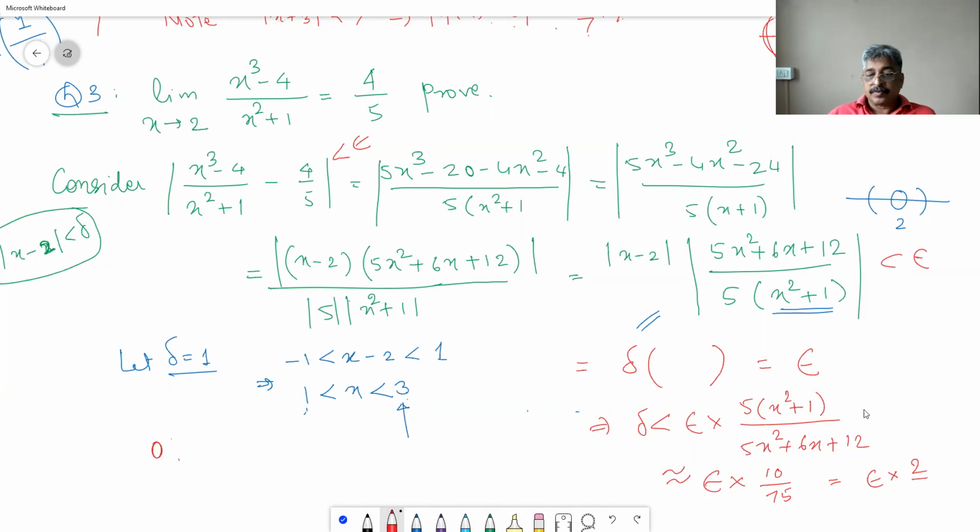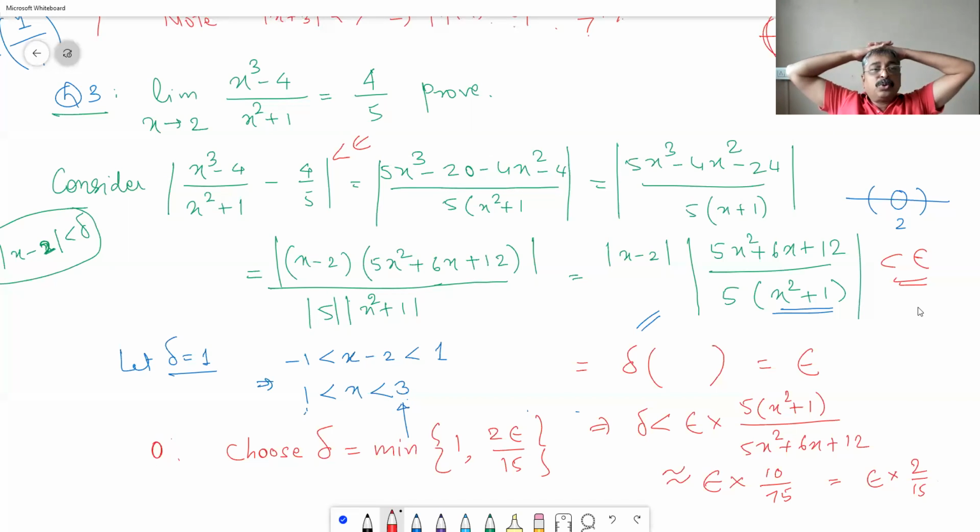Anyway, 2 by 15. Therefore choose delta equal to minimum of 1 comma 2 epsilon by 15. And then if we do this, we should write this complete and then it should be less than epsilon. Hence, by definition of limit, you get limit x tends to 2, x cube minus 4 upon x square plus 1 is equal to 4 by 5.